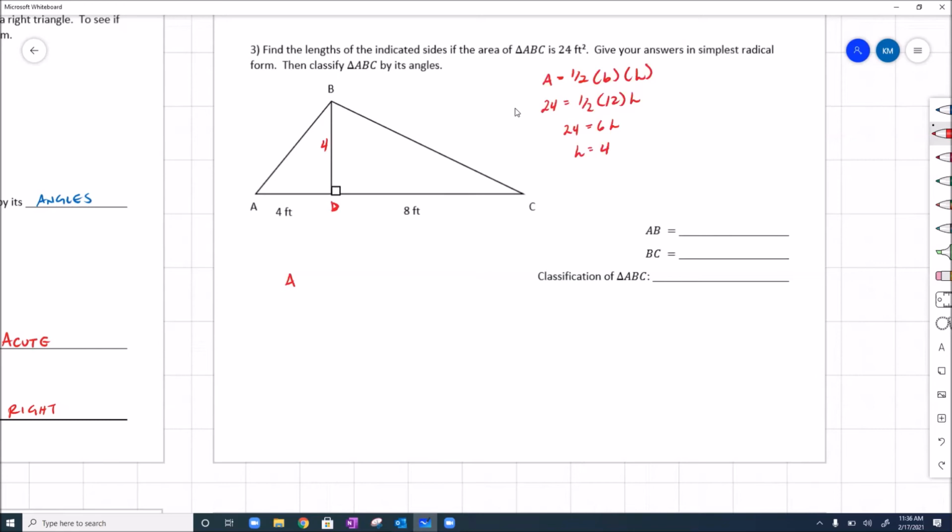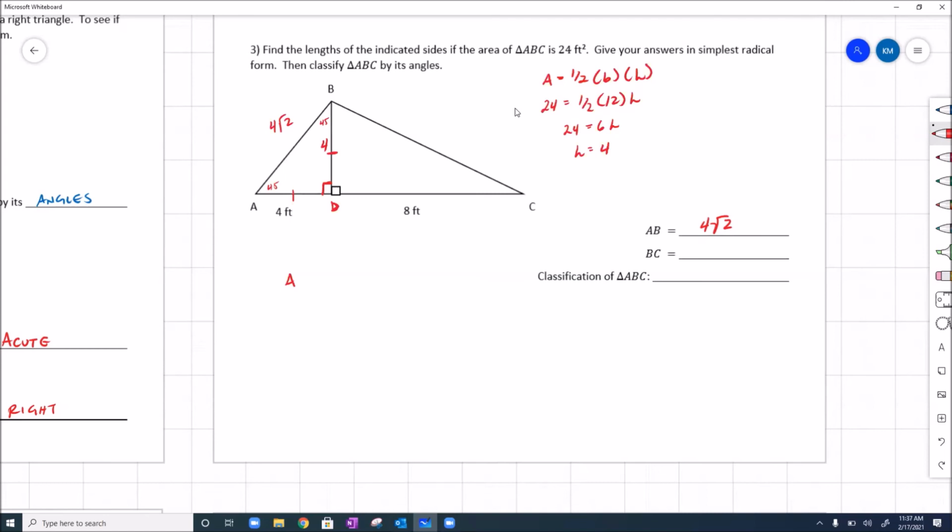Now I'm trying to find out what my hypotenuse is. I have a right triangle that's an isosceles right triangle, so I'm not going to spend a lot of time on AB. This must be a 45-45-90 triangle, so this must be 4 radical 2, and AB is 4 radical 2. Even if I did the Pythagorean theorem and did 16 plus 16, square root of 32, that would give me 4 radical 2.